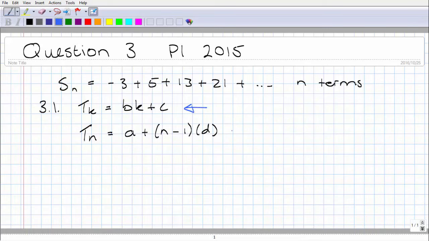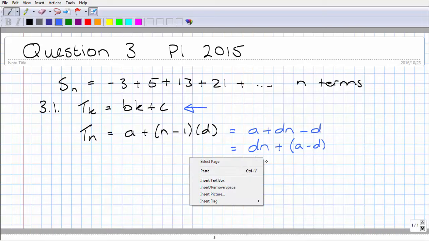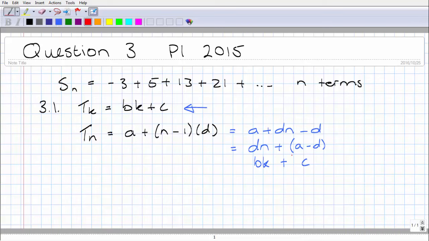So we have a plus d times n, so it's dn minus d, and if we simplify that a little bit more, we see that this is simply dn plus, and then we have a minus d. And if we compare that to bk plus c, this part here is c and this part here is obviously our bk, where k is the same as our n because they've written it here as tk. So that's effectively our n, just like we have tn here.